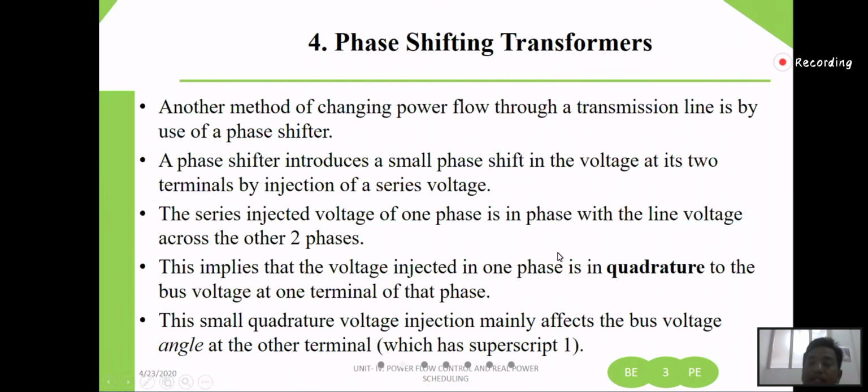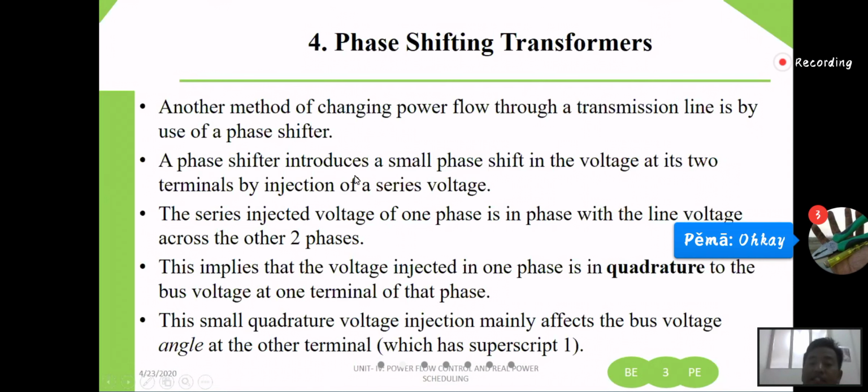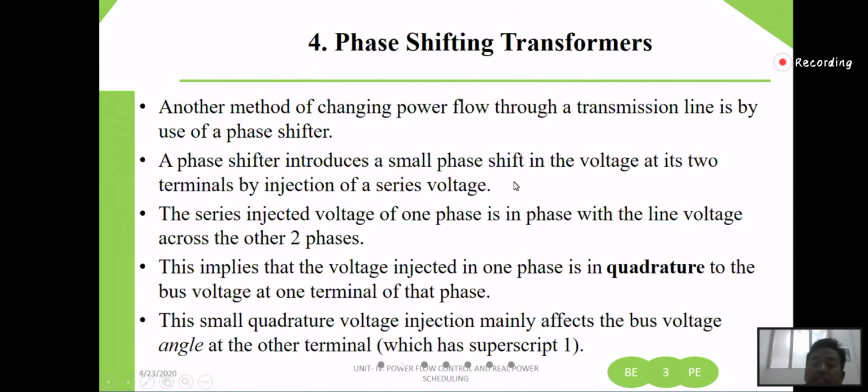VA, VB, and VC, by injecting a series voltage. So we'll try to inject a series voltage in a transmission line, and then introduce a small phase shift. With this phase shift, the power flow in the transmission line will change. How? We will see. One way to control or change the power flow in a transmission line is using a phase shifting transformer, or we call it a phase shifter.